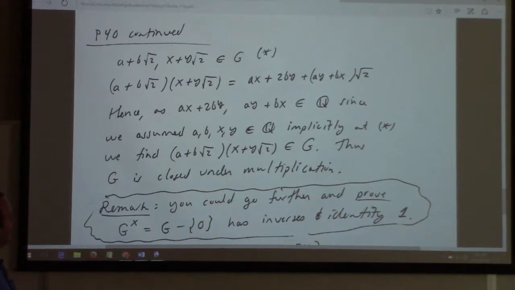So what? Well, this is again a rational number plus a rational number times root 2, so it's closed under multiplication. In fact, this set, the rationals plus square root of 2 times the rationals, is an example of a ring. It's closed under addition and multiplication, where the multiplication distributes.